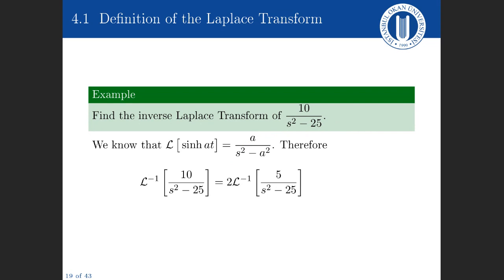First, I'm going to take the 2 outside the bracket so that I do have a 5 on the top. Now, 5 over s squared minus 25 looks the same as a over s squared minus a squared. So this must be 2 multiplied by sinh 5t.